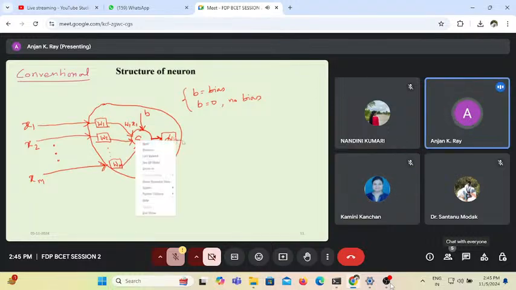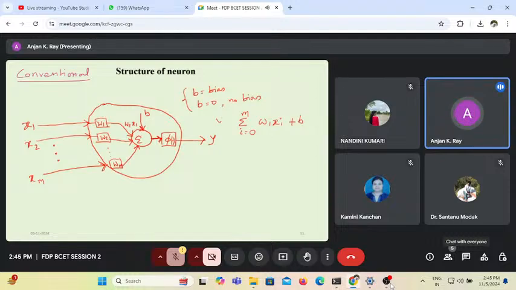So after this activation function, the neuron output is achieved. If I have a model of this, up to the summation point, we have the summation of i equal to 0 to m number of inputs. This is the weighted summation of the input. But we also have bias, so that is also being added.